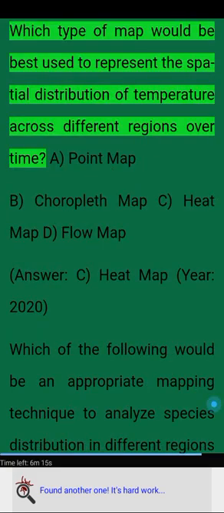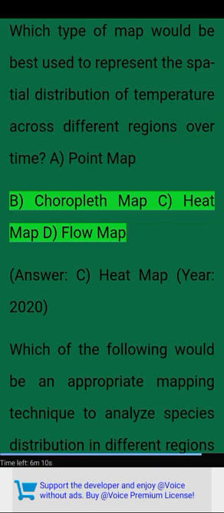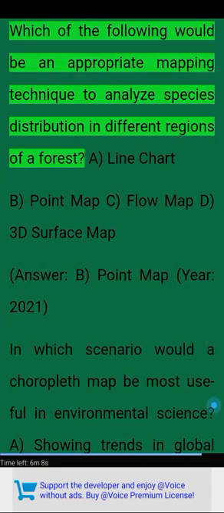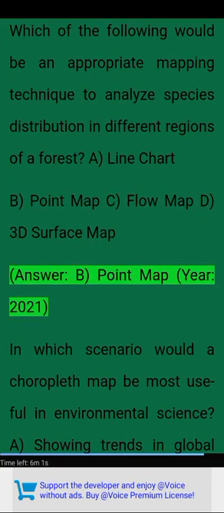Previous year questions. Which type of map would be best used to represent the spatial distribution of temperature across different regions over time? A. Point map. B. Choropleth map. C. Heat map. D. Flow map. Answer: C. Heat map. Year, 2020. Which of the following would be an appropriate mapping technique to analyze species distribution in different regions of a forest? A. Line chart. B. Point map. C. Flow map. D. 3D surface map. Answer: B. Point map.